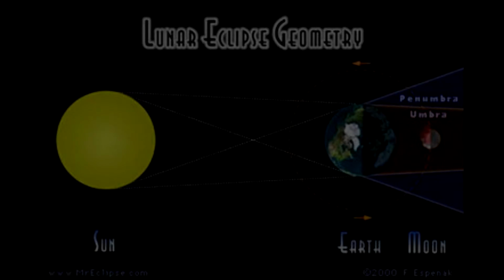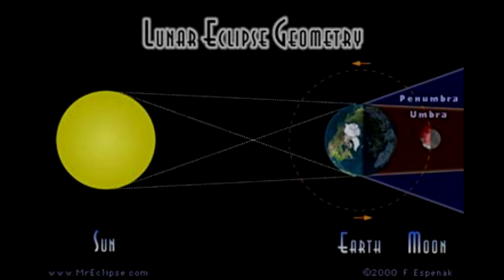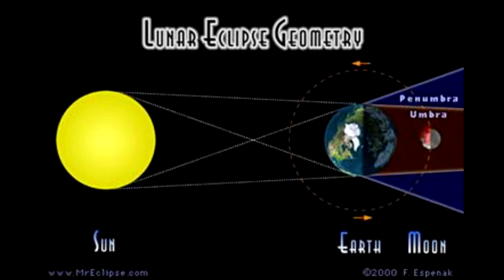Hybrid solar eclipses. A hybrid solar eclipse is a rare form of solar eclipse, which changes from an annular to a total solar eclipse along its path. Now, we're done with solar eclipses. Let's begin with lunar eclipses.